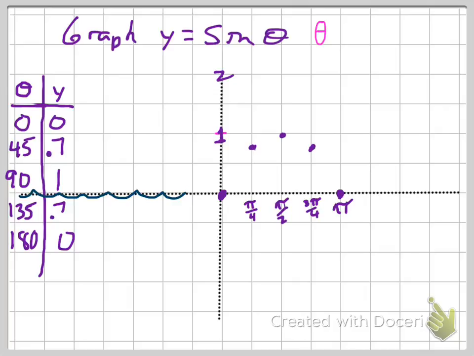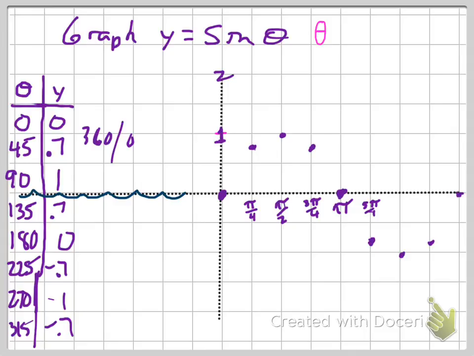That'd be a neat trick. So we're going to go to the next angle, 225, and the sine of 225 is negative root 2 over 2, which is negative 0.7. And we just continue on. 270 would be negative 1. 315 is negative 0.7. And 360 is 0.